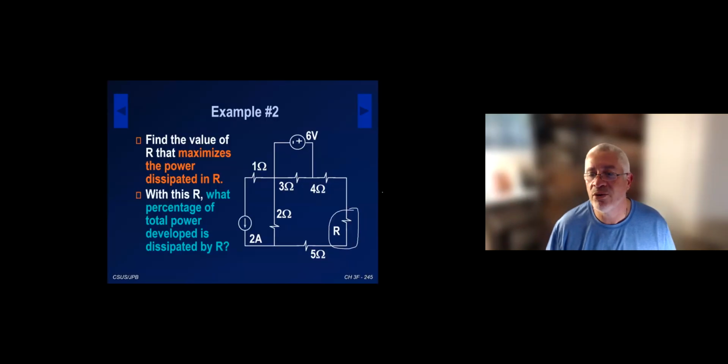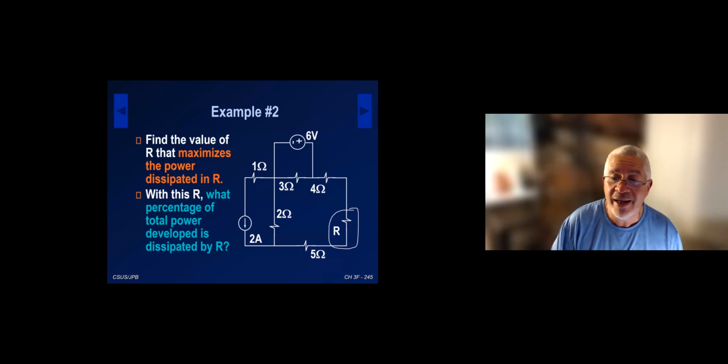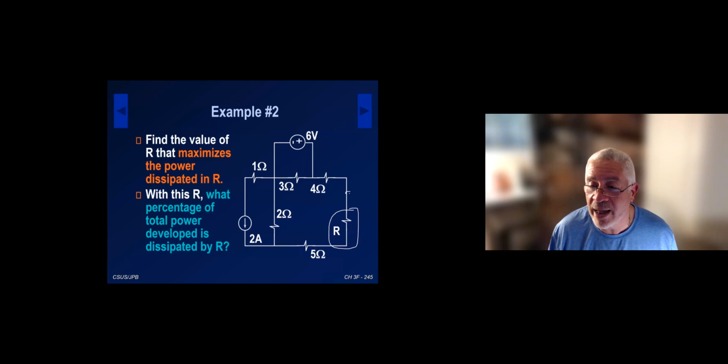So let's go back to the PowerPoint here. And that's what this is saying: find the value of R that maximizes the power dissipated in R. So I'm going to put my A and B here. A is here, and then B is down there. I'm going to create a Thevenin model for everything except the resistor R.